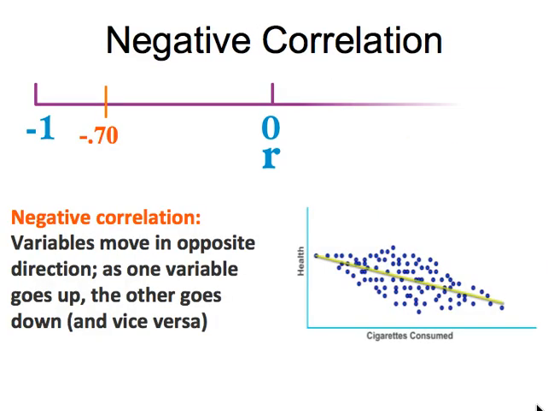A negative correlation means that the variables move in opposite directions. If two variables are negatively correlated, a decrease in one variable is associated with an increase in the other, and vice versa. For example, as the number of cigarettes consumed goes up, health goes down.